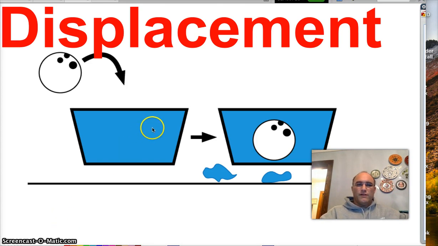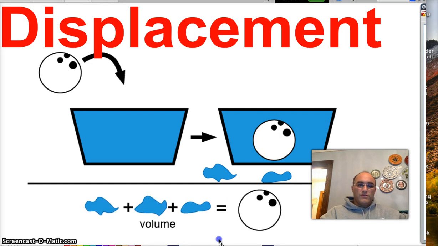Well, here we have a full container of water and a bowling ball. And this bowling ball is going to be put in the water. Now the water completely fills this container. So when the bowling ball goes in, water is going to spill out because the bowling ball is going to take the place or displace the water. Sorry. This water right here takes up the same amount of space as the bowling ball. So if we were to measure this water, we would find out that the volume of the water would be the volume of the bowling ball. Let's see how we can use that in science.